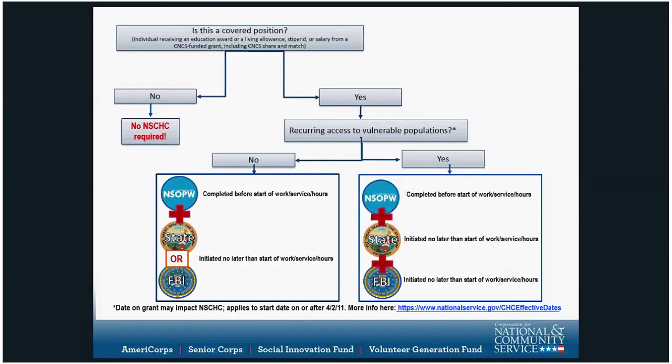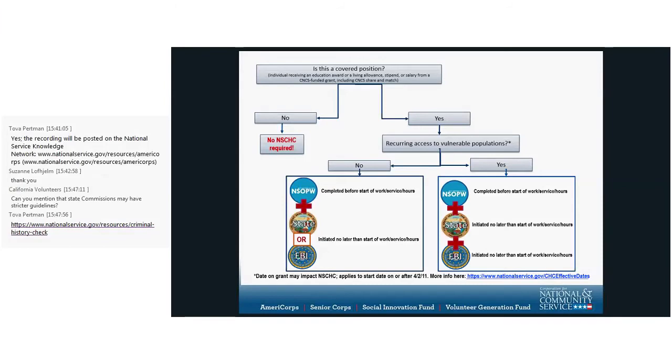I see a quick question right here. Can you mention that state commissions may have stricter guidelines? Yes, state commissions can have stricter guidelines, and that's totally appropriate. The only thing is, it just cannot be less stringent than CNCS's. And then you, in your AmeriCorps program, can have even more strict guidelines. It just cannot be less stringent than CNCS.